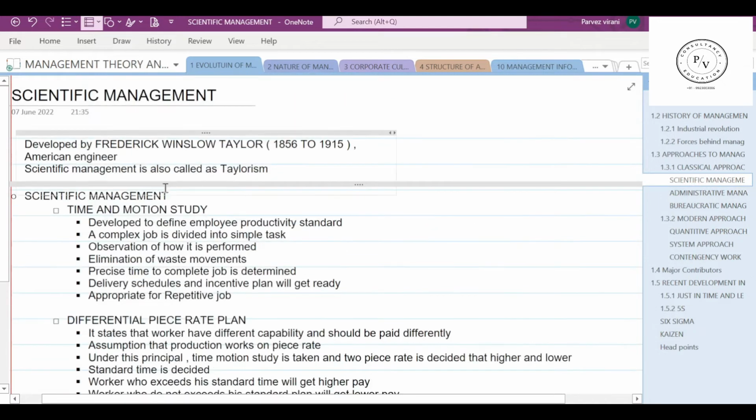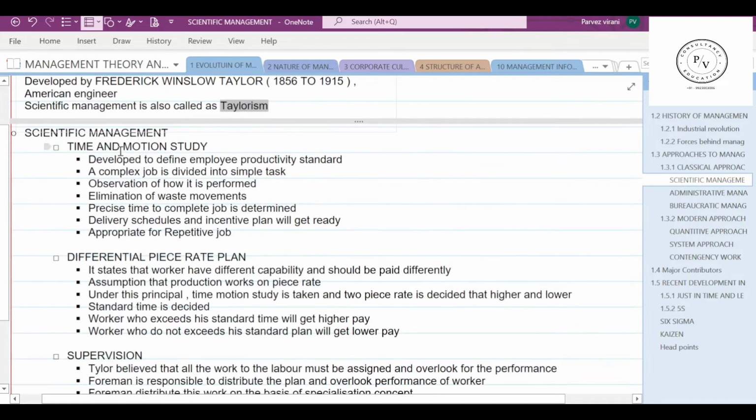Okay, so scientific management. अब scientific management classical approach का part है. Classical approach के अंदर scientific management was developed by Frederick Winslow Taylor, 1856 to 1915. He was an American engineer. Scientific management is also called Taylorism. Time and motion study: what is time and motion study? It was developed to define employee productivity standards. A complex job is divided into simple tasks, observation of how it is performed, elimination of wasted movements, and the precise time to complete the job is determined. Delivery schedules and incentive plans get ready. It is appropriate for repetitive jobs.